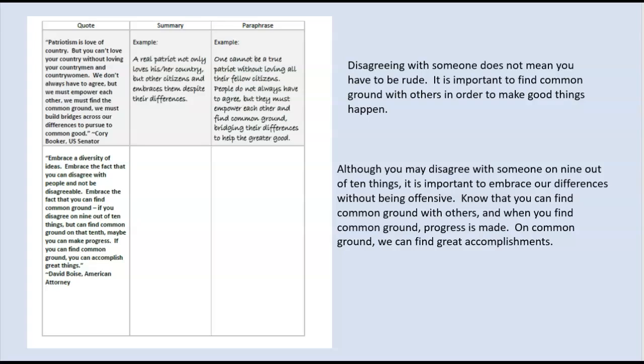Okay, so I did a sample summary there. Disagreeing with someone does not mean you have to be rude. It's important to find common ground with others in order to make good things happen. Okay, that's a sample summary. You can come up with your own. And my sample paraphrase was, although you may disagree with someone on 9 out of 10 things, it's important to embrace our differences without being offensive. Know that you can find common ground with others, and when you find common ground, progress is made. On common ground, we can find great accomplishments.